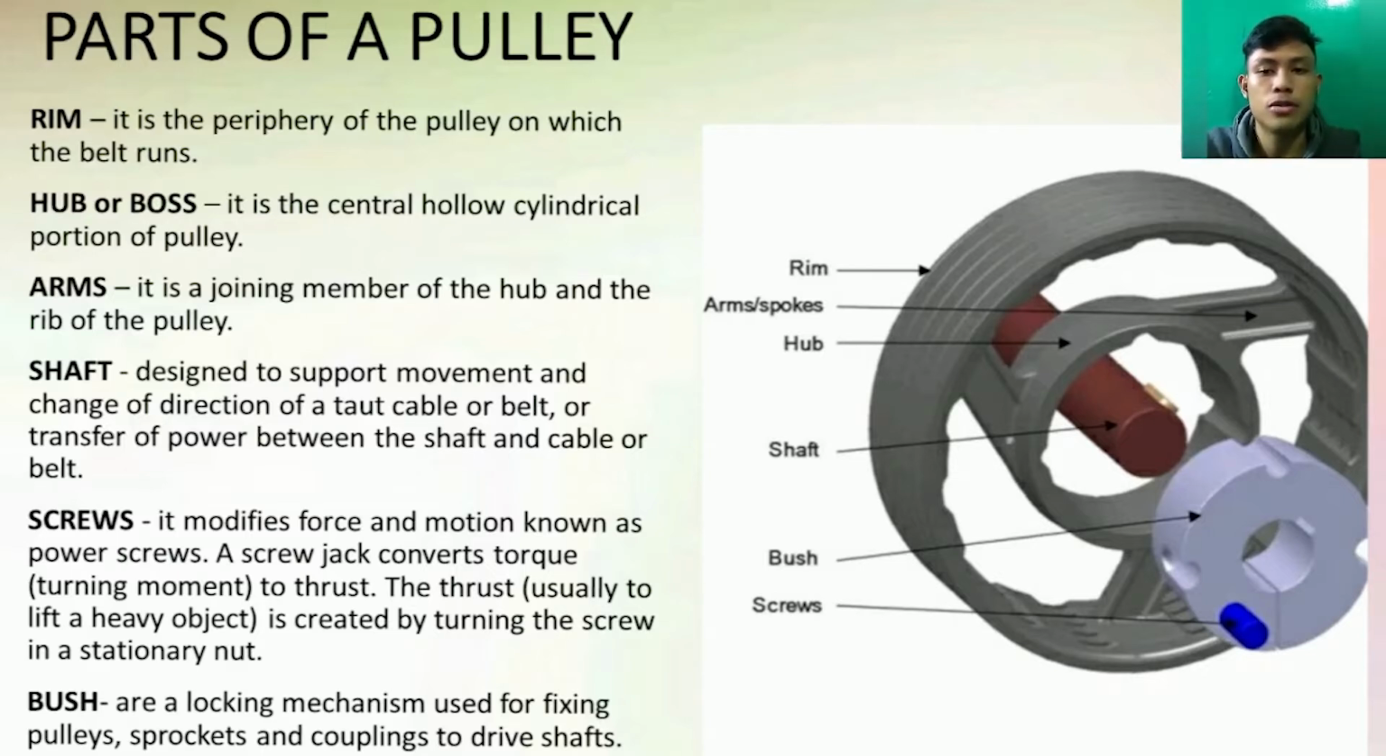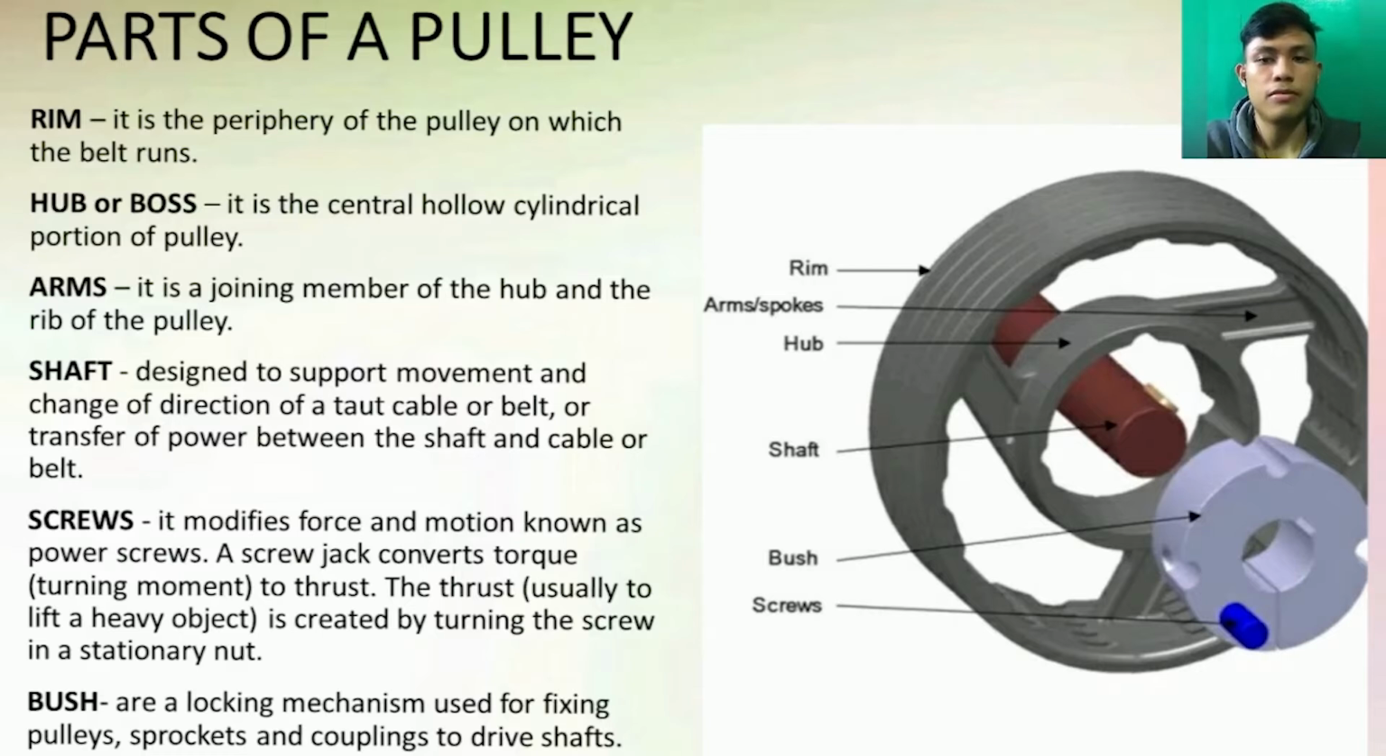The next part is the arms or ribs. It is a joining member of the hub and the rim of the pulley. It may be straight or curved. Its cross-section may be circular or elliptical. Pulleys with a smaller diameter are provided with a web, which is like a circular disc joining the hub and rim.